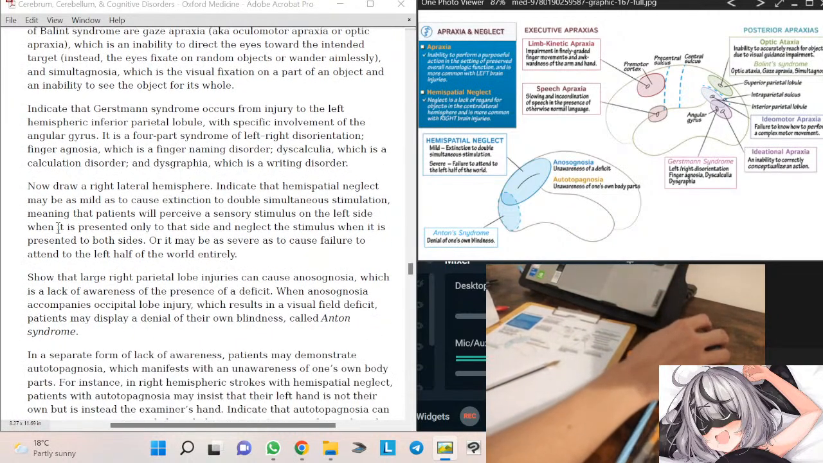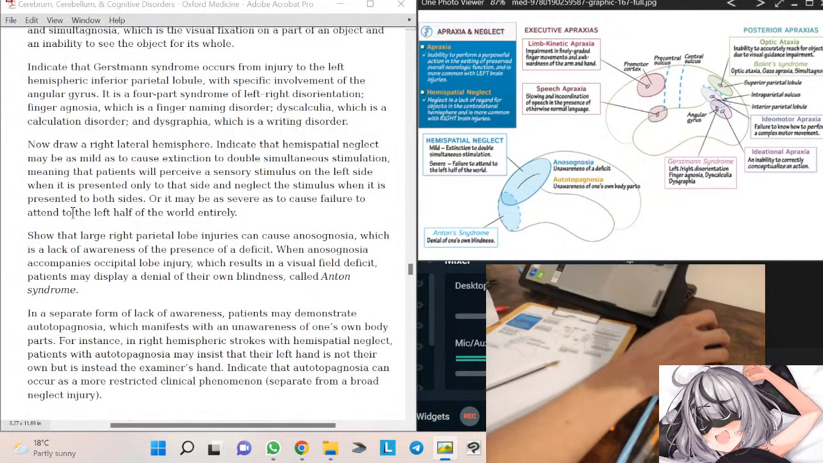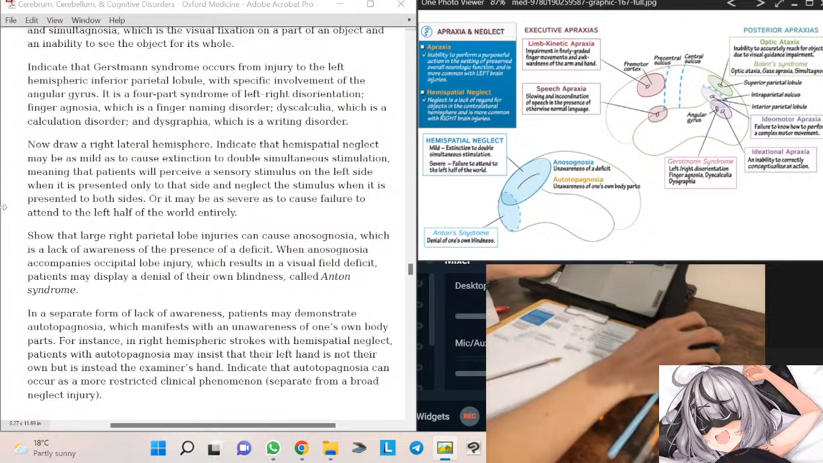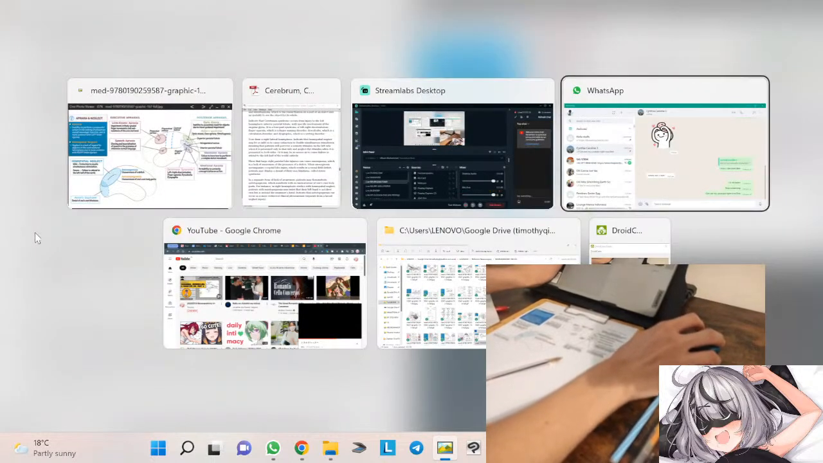Show that large right parietal lobe injuries can cause anosognosia, which is a lack of awareness of the presence of a deficit.